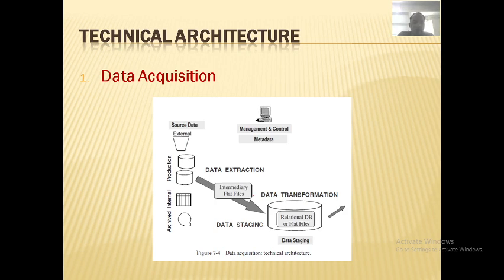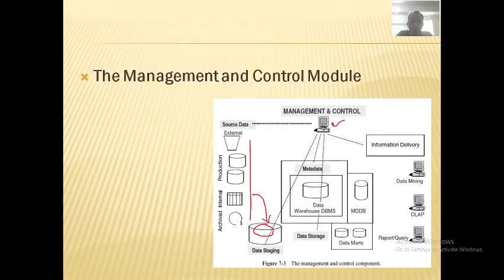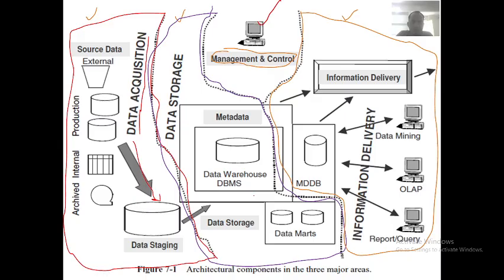We grouped the components into the three major areas. One is data acquisition, another one is data storage. Let me come to that. The entire architecture is segregated into three areas, and each area has components. What are the components which will come under data acquisition?